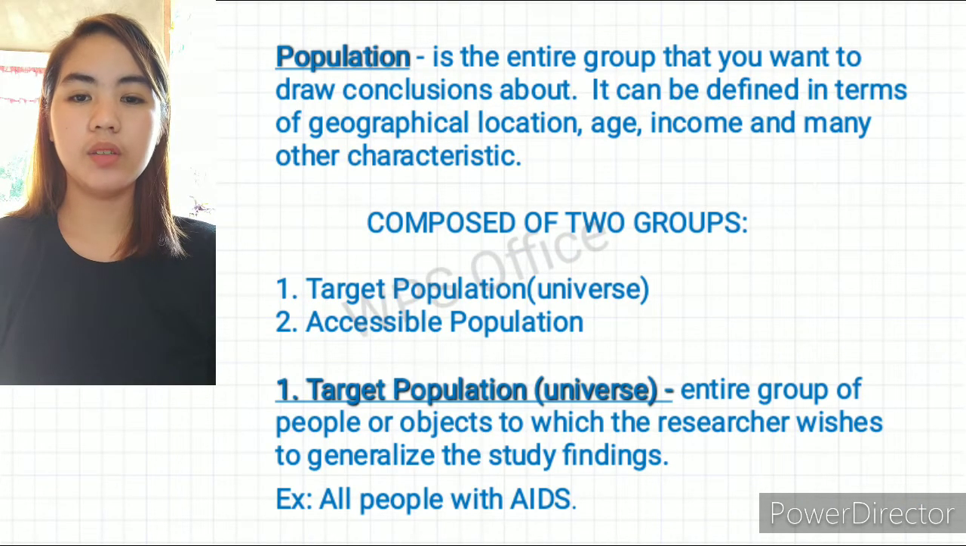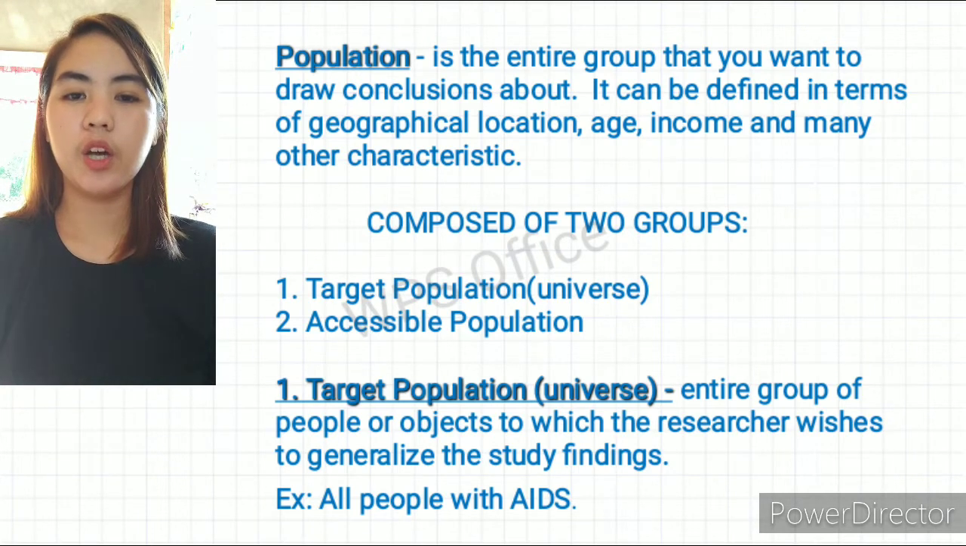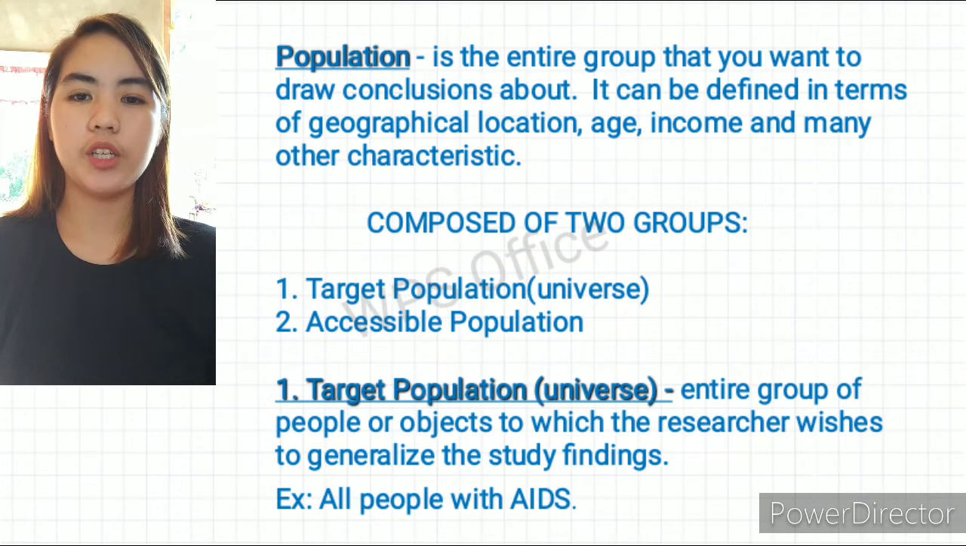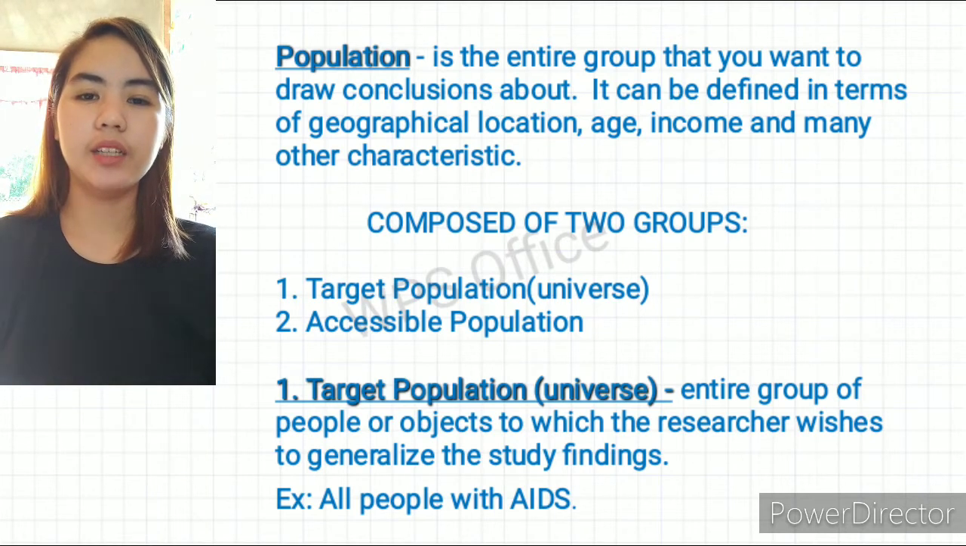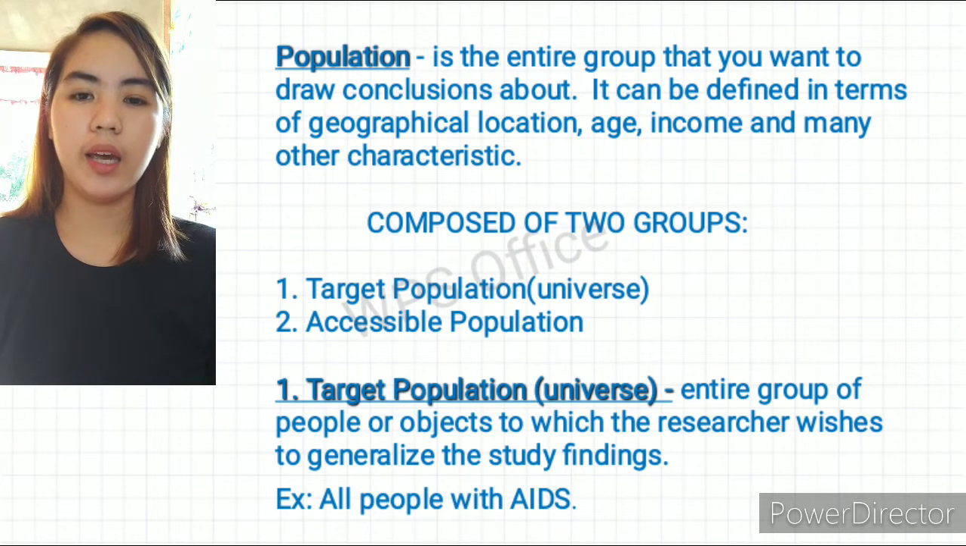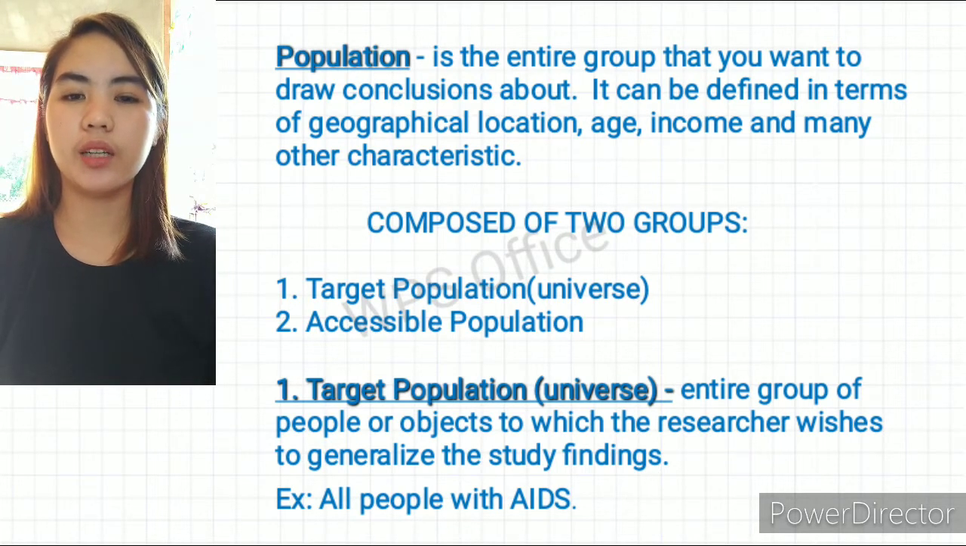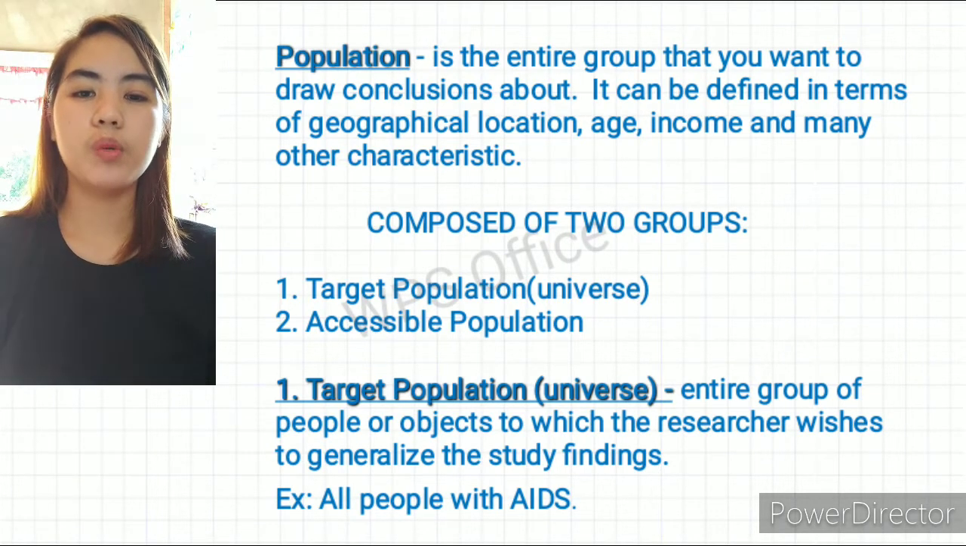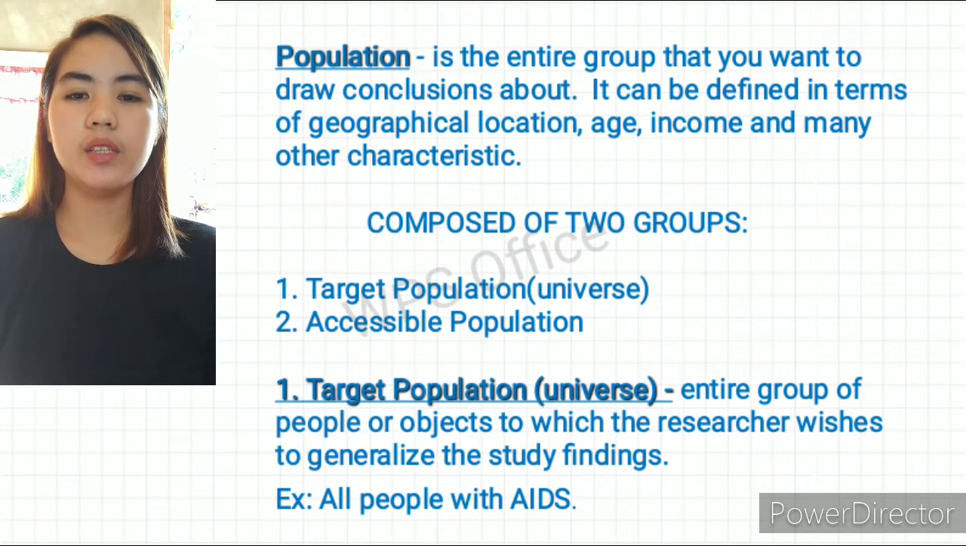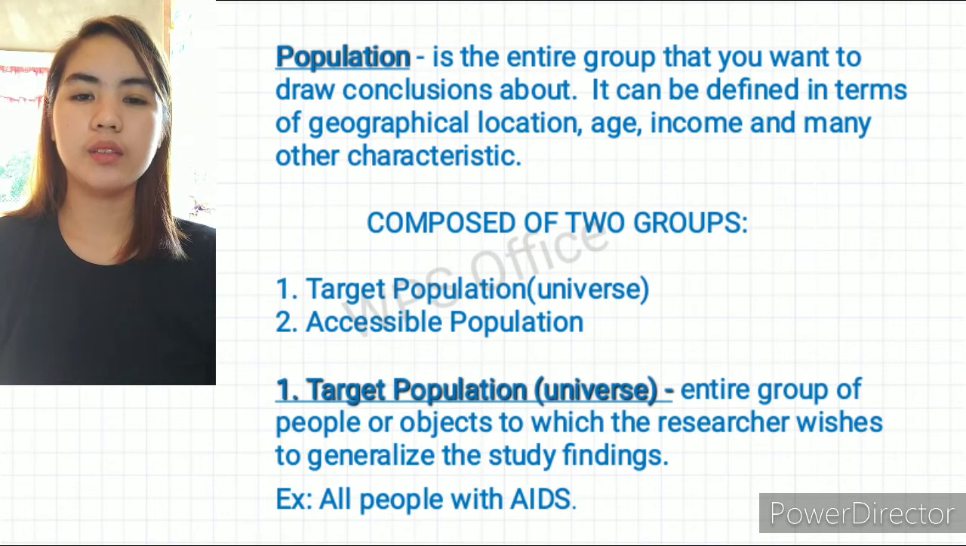Next, let us deal about some terminologies that are used in research, especially in sampling. First is the population. So what is population? Population is the entire group that you want to draw conclusions about. It can be defined in terms of geographical location, age, income, and many other characteristics. Now, when we say population sampling, it deals about a complete set of elements or person that possess common characteristic defined by the sampling criteria established by the researcher.